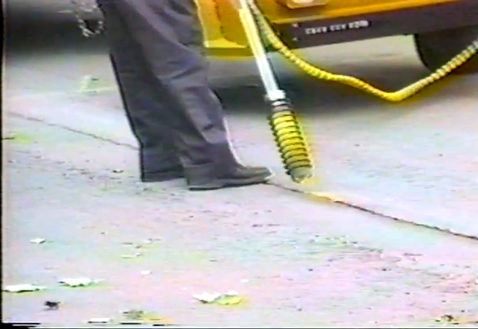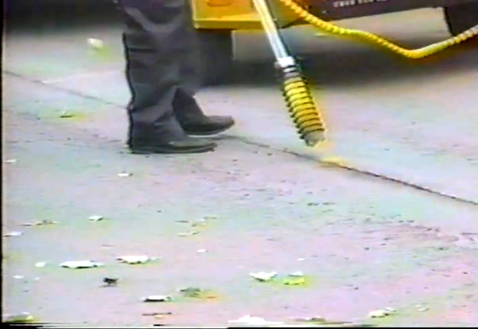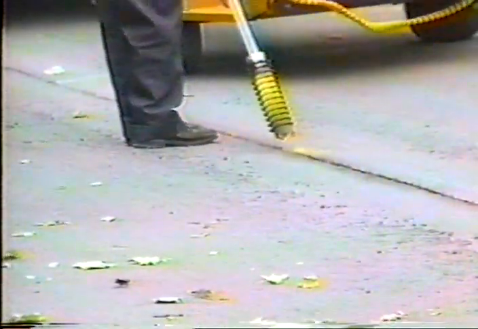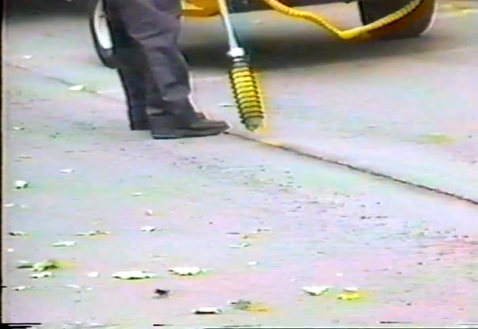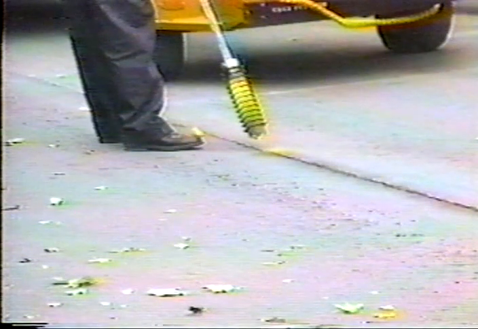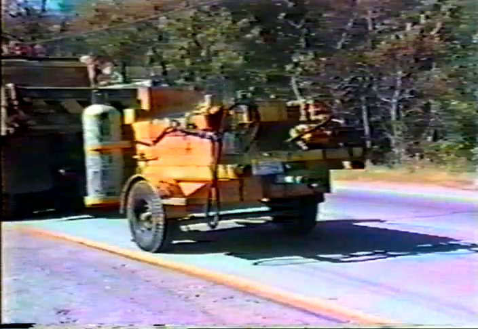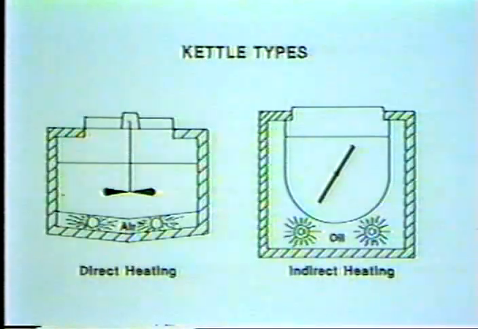The hot lance is an effective tool that uses compressed air that is heated to 3,000 degrees Fahrenheit to dry damp cracks and warm cold pavements in addition to removing dirt and debris. Improper use may damage the pavement. The third piece of equipment is the heating kettle. There are 2 basic type kettles.